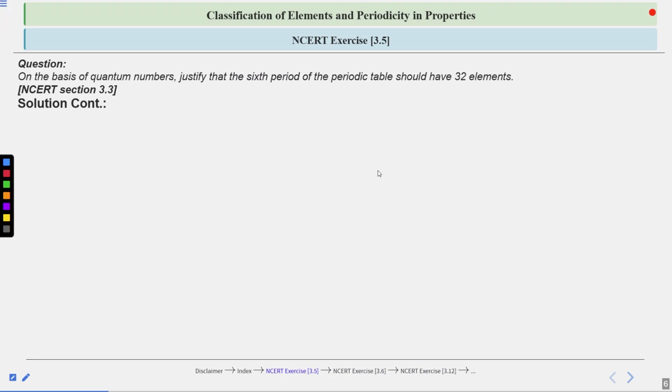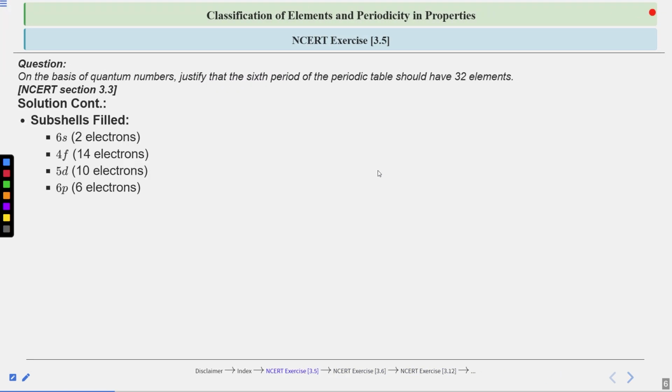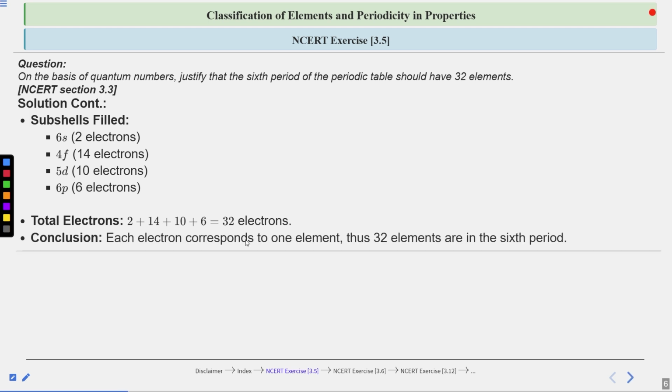Now I would just try to calculate the number of electrons in each of these subshells. The 6s has 2 electrons, 4f has 14 because f has 7 orbitals, so 7 times 2 is 14. 5d has 10 electrons and 6p has 6 electrons. Now what is the total? The total goes to 32 electrons. Therefore, in the 6th period, 32 electrons are to be filled. That corresponds to the total number of elements, and hence each electron corresponds to one element. Therefore, 32 elements are in the 6th period.